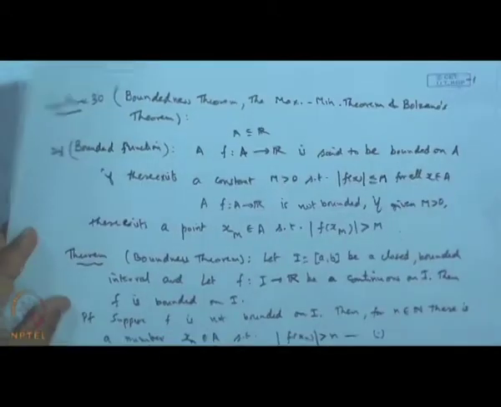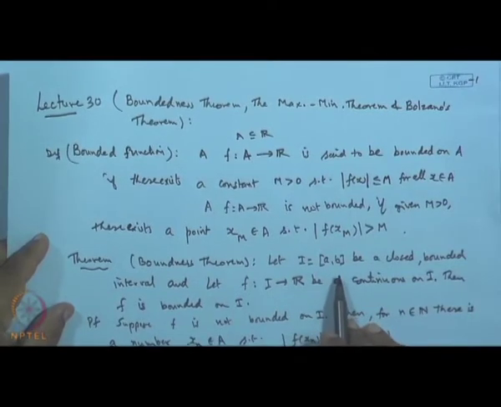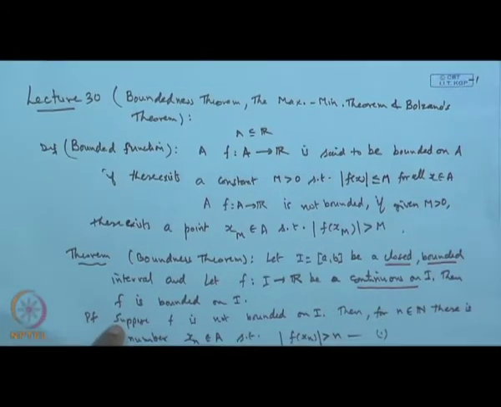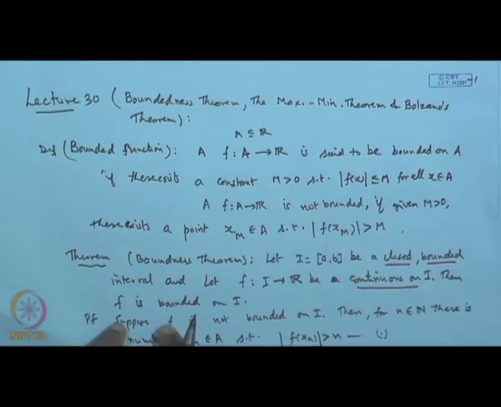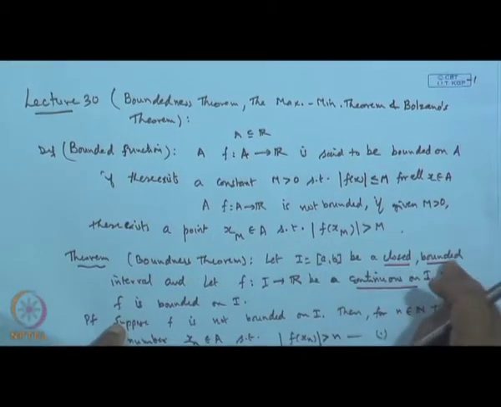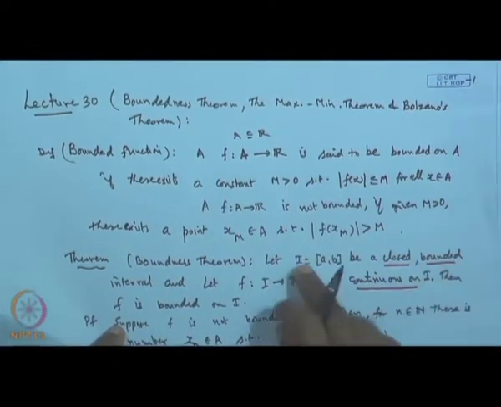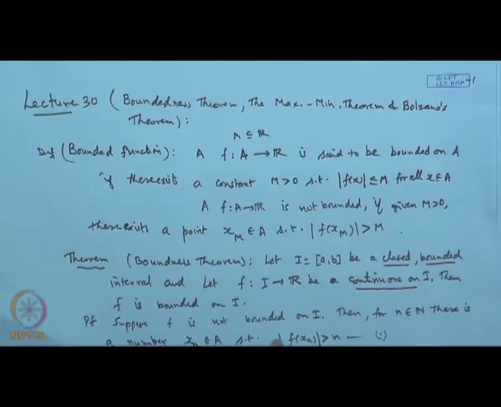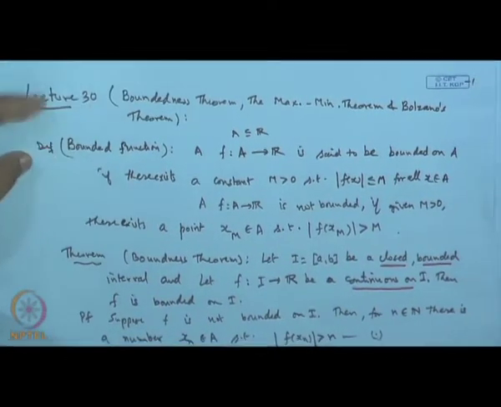Now, in the boundedness theorem, we have assumed these conditions. What are the conditions? The first condition is that the interval on which the function is defined must be closed and bounded. The second condition is that the function must be continuous on it. Only if the interval is closed, bounded, and the function is continuous can we say f is a bounded function. If any one of the conditions is relaxed, that is, if I is bounded but not closed, or closed but not bounded, or the function is not continuous, then our conclusion that f is bounded on I cannot be drawn. In fact, we will get examples where the function is unbounded when we relax any one of the conditions. So, let us see the examples.